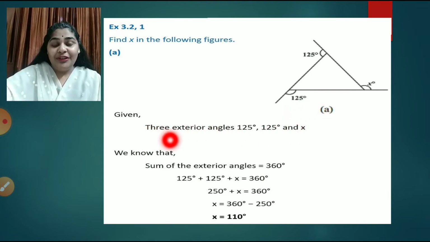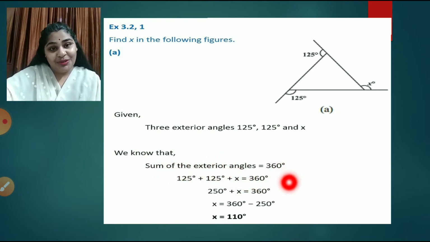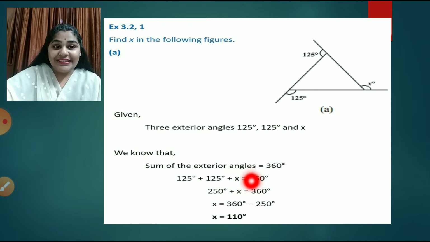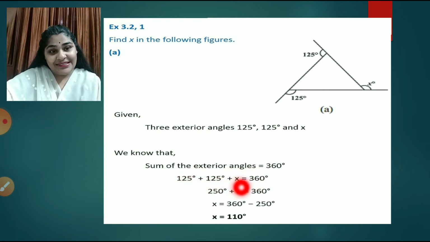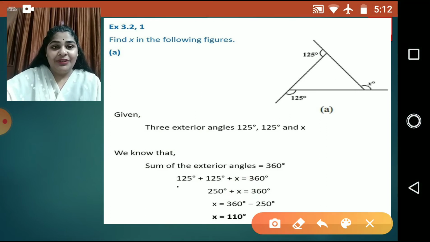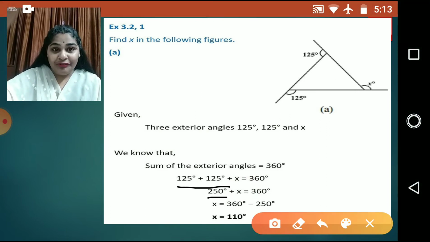Now we know that the exterior angle sum is equal to 360 degrees. Sum of the exterior angles is equal to 360 degrees. Now what are the exterior angles? 125 degrees plus 125 degrees plus x. So 125 degrees plus 125 degrees will be 250 degrees, plus x is equal to 360 degrees. Now you know what to do.